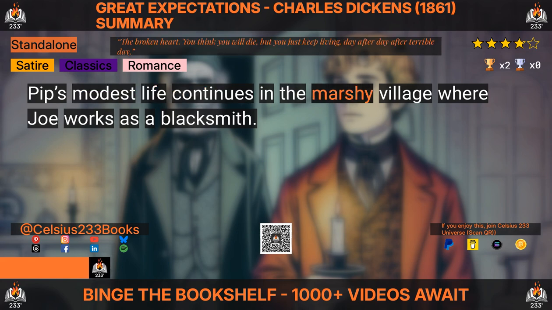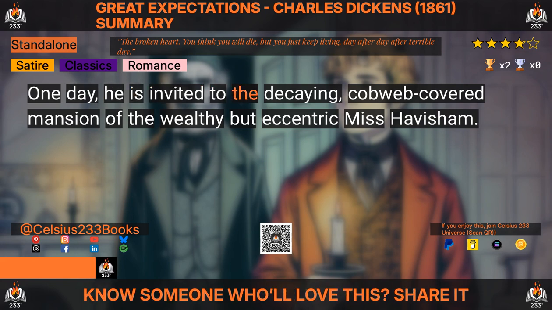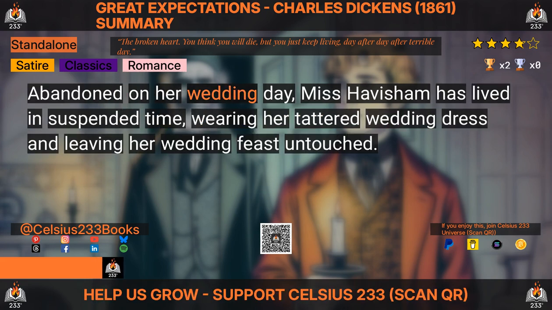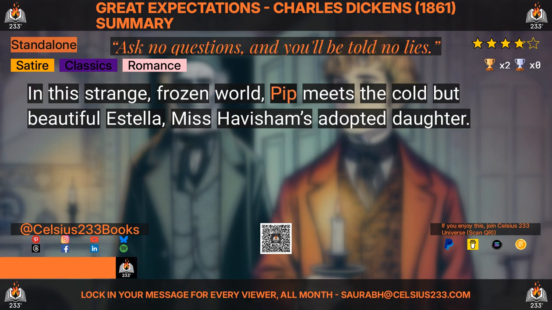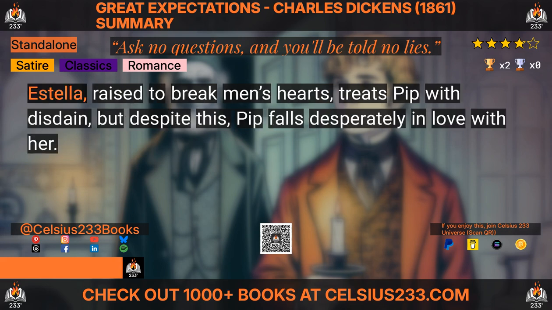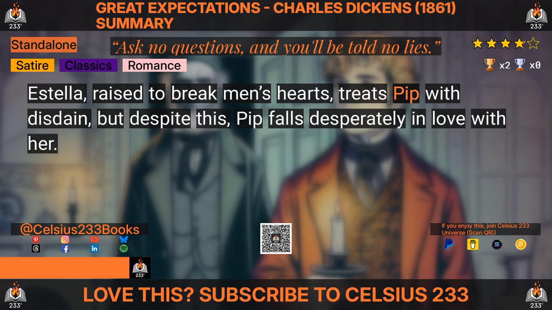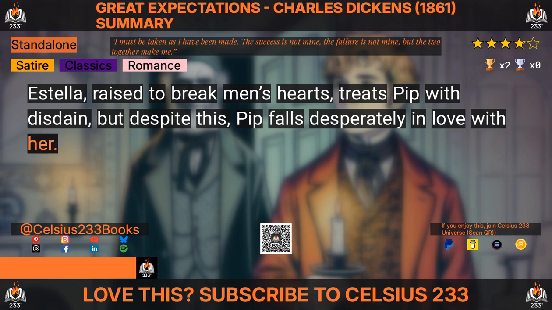Pip's modest life continues in the marshy village where Joe works as a blacksmith. One day, he is invited to the decaying, cobweb-covered mansion of the wealthy but eccentric Miss Havisham. Abandoned on her wedding day, Miss Havisham has lived in suspended time, wearing her tattered wedding dress and leaving her wedding feast untouched. In this strange, frozen world, Pip meets the cold but beautiful Estella, Miss Havisham's adopted daughter.